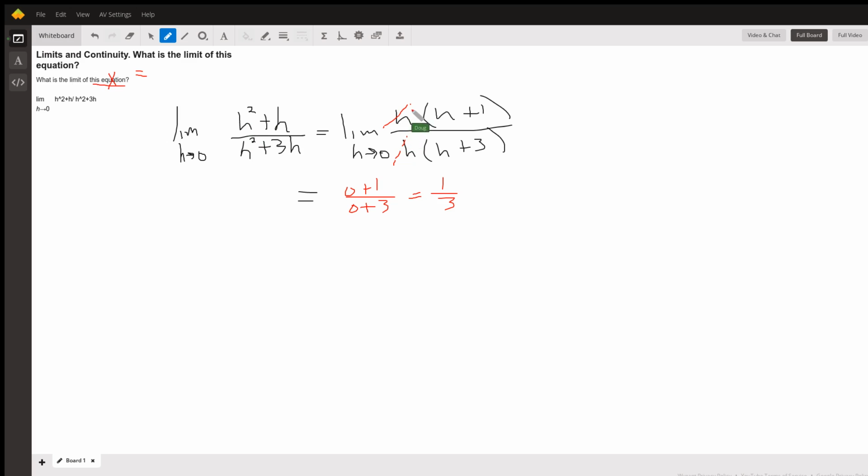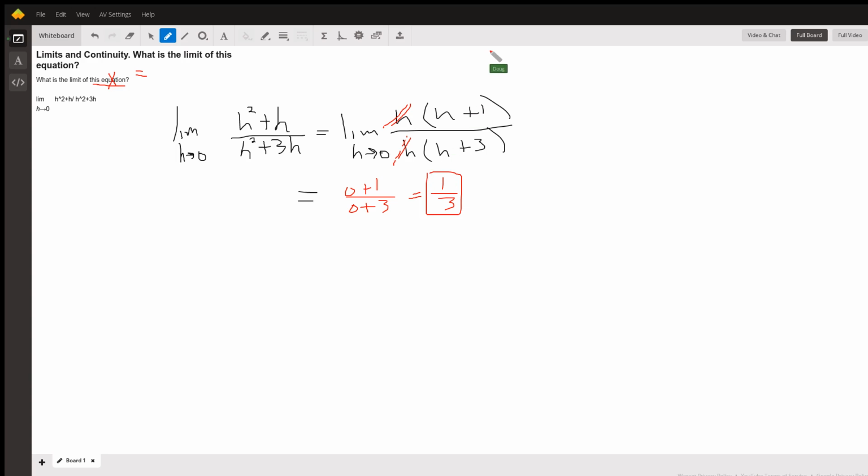So one thing we can do is factor out an h from the numerator and an h from the denominator. As long as h is getting close to 0 but not equal to 0, we can say that these h's cancel out. And now if you try direct substitution, you get 1 over 3. So that's the limit right there.